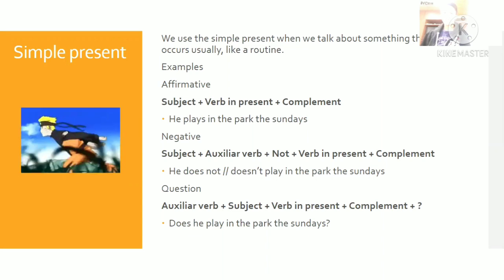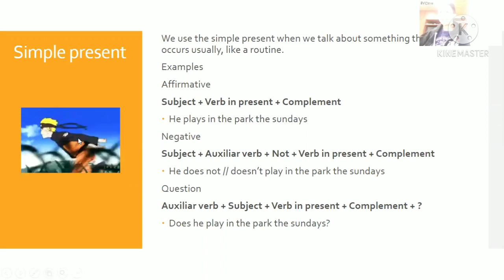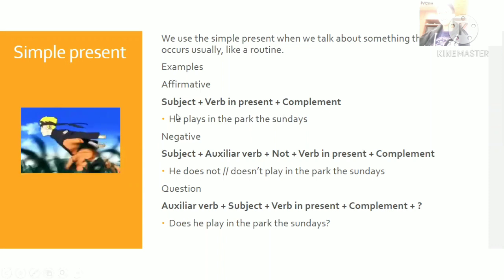The structure in affirmative is subject plus verb in present plus the complement. Here we add an s at the end of the verb because we're talking about he, she, and it. When we're talking about I, you, we, they, we don't add this s at the end of the verb.